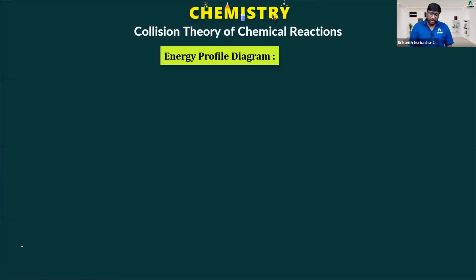The energy profile diagrams we'll discuss for the exothermic reaction and endothermic reaction in the next class. So that discussion we'll do, and then we'll look at the different factors on which the rate of reaction depends, and solve some questions, and then proceed to the next chapter named surface chemistry.